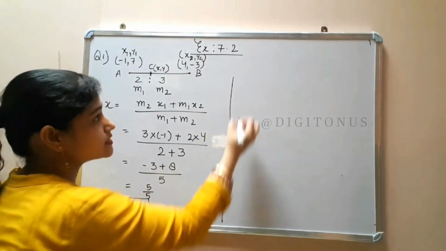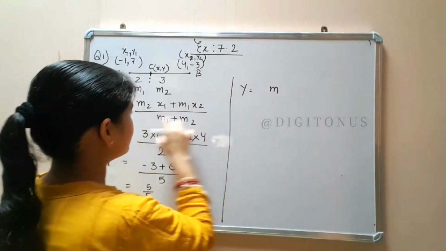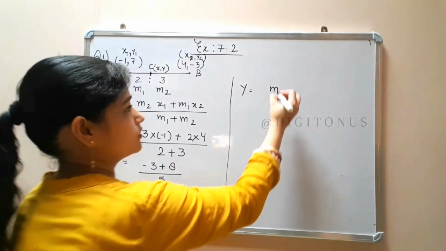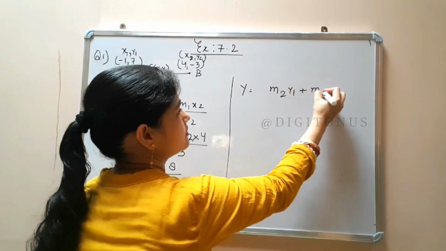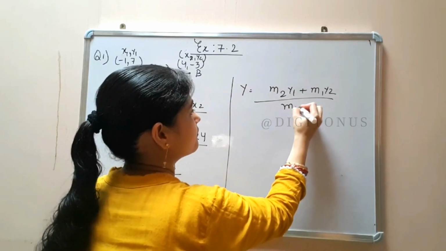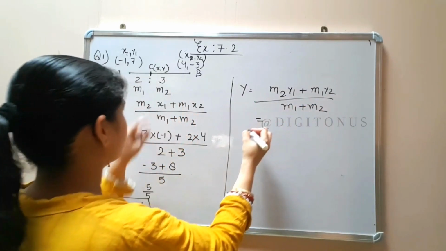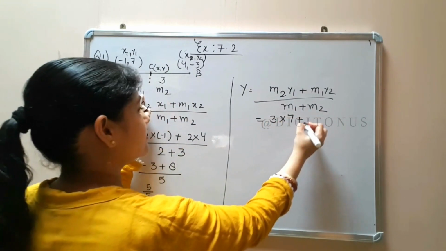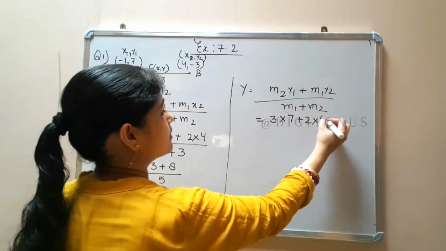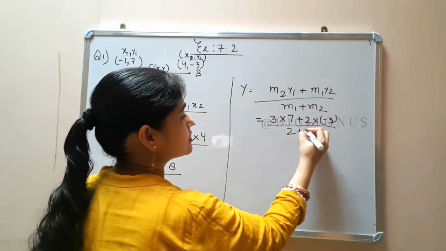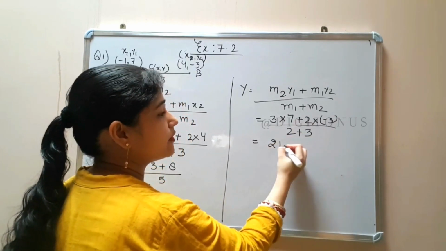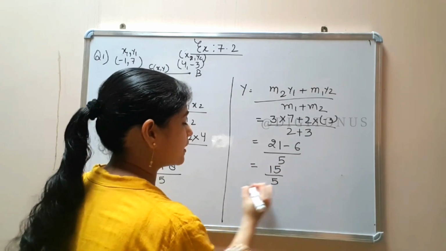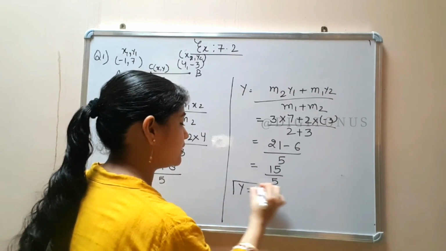Now next is y. The formula will be the same, only x1 and x2 will be replaced by y1 and y2. m2 y1 plus m1 y2 divided by m1 plus m2. So m2 value again 3, multiplied by y1 7, plus m1 2 and y2 -3, upon 2 plus 3. 21 minus 6 upon 5, 15 upon 5. It means the y value is coming 3.